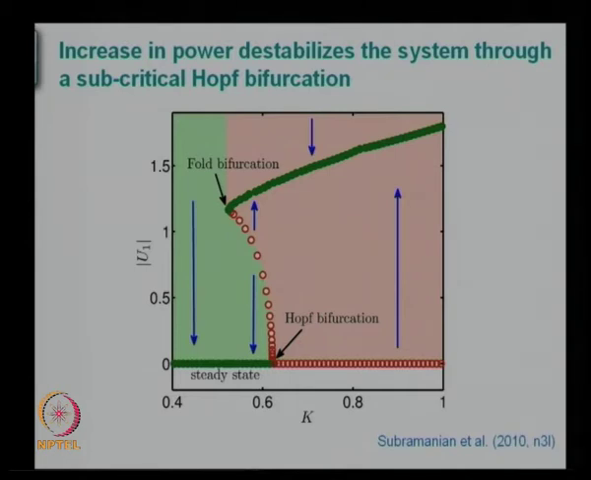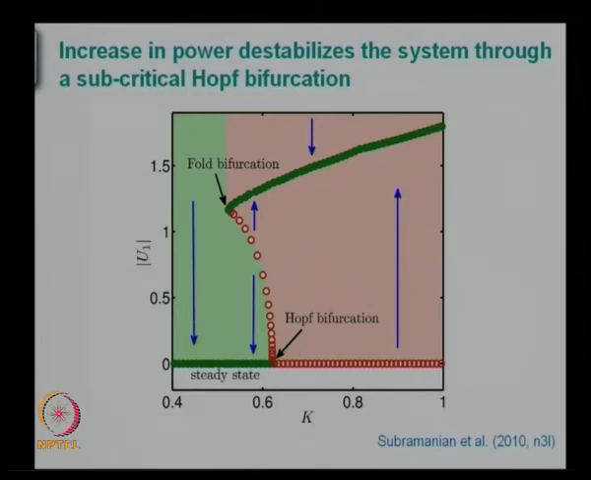And of course, the basin boundary is a surface, because we have several dimensions for the system. You should be able to find a limit cycle on this basin boundary, but typically it will be an unstable limit cycle.